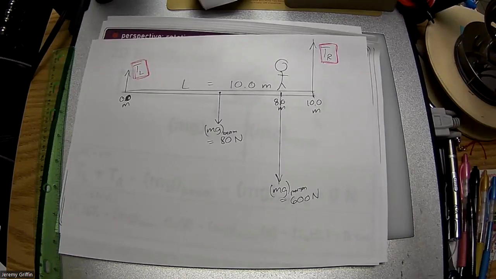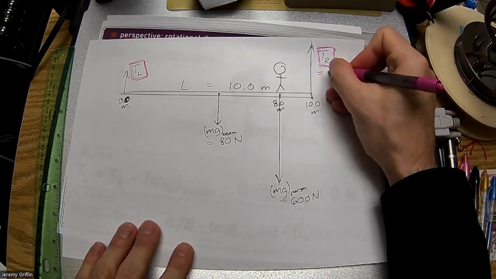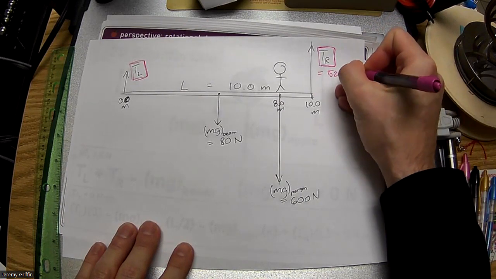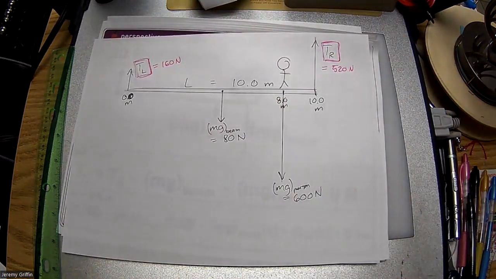How about now? Who knows now? Yeah, what you got? 540 for the right and 160. All right, that's what I got too. I got 520 newtons. Here, I'll just give you guys the answers. So 520 newtons and 160 newtons. Exactly what I got.